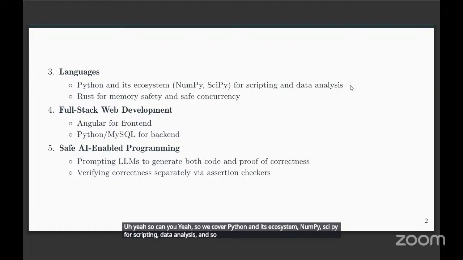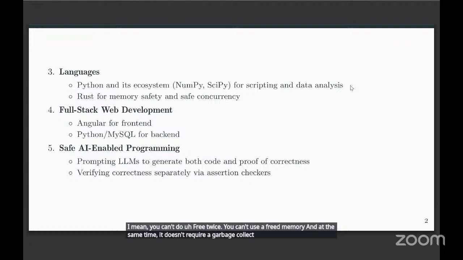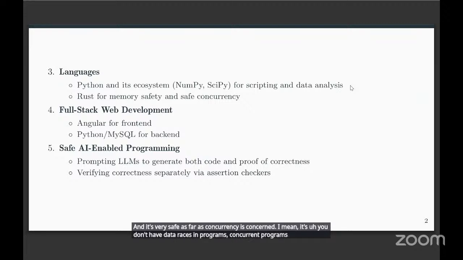And then there's this interesting language called Rust, which is memory safe. I mean, you can't do free twice. You can't use a freed memory. And at the same time, it doesn't require a garbage collector, but all allocated memory are actually freed. And it's very safe as far as concurrency is concerned. I mean, you don't have data races in concurrent programs using Rust.